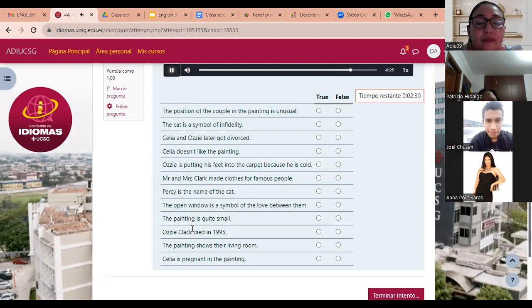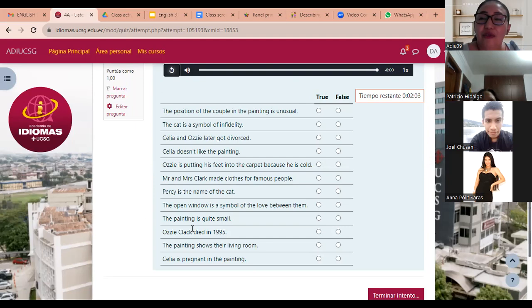Celia often posed as a model for Hockney, but she says that this painting, his most famous picture of her, is not her favourite. She said, "It's a wonderful painting, but it makes me look too heavy." In 1996, 25 years after this picture was painted, Ozzie Clarke died. He was murdered by his lover in his Kensington flat.